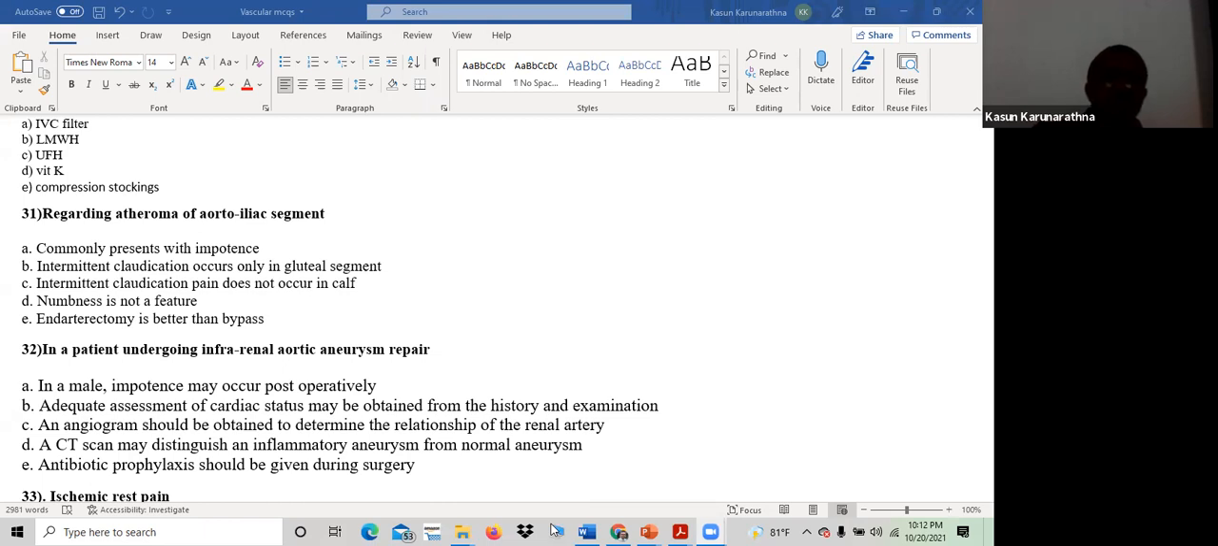Why is it false? Because it's obvious with a more proximal occlusion, when there is an exertion, all the musculature will be ischemic. So you can't get pain only in gluteal segment. The rest of the musculature will be all ischemic. So what happens is, apart from the calf pain, you get the gluteal pain as well. That is what happens with a more proximal occlusion, right? Why is impotence false? It's false because it's not the commonest presentation in the aortoiliac. In the aortoiliac segment, you can get impotence in Leriche syndrome, but it's not the commonest presentation, right?